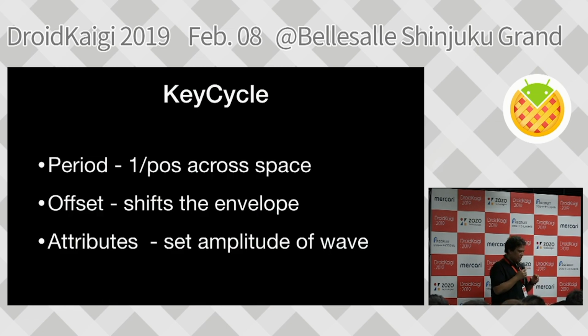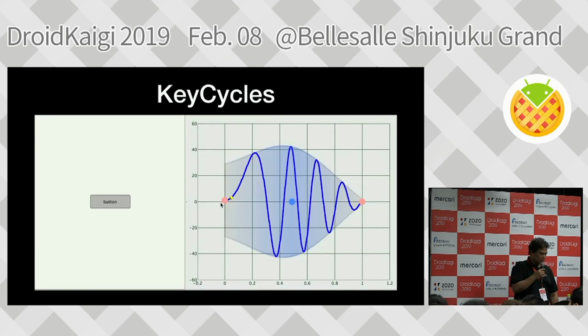So in a key cycle, the 3 things that we're typically going to be interpolating are the period, the offset, and the attribute that you're manipulating. So let's bring in a key cycle. This key cycle is simply oscillating across translation X. And you can see it just basically shaking and then collapsing back down.